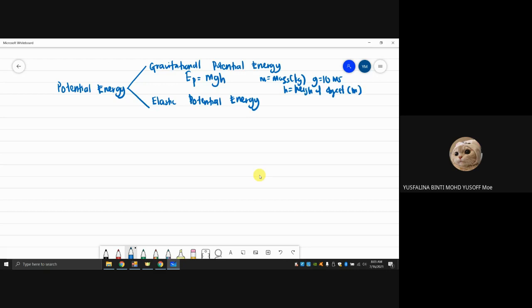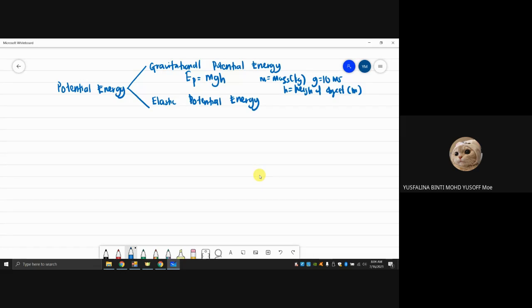Okay, and for the elastic potential energy, so that is the gravitational potential energy, okay, so it's due to its position. And for the elastic potential energy, it is for the object that has the ability to return to its original position after you remove a force.